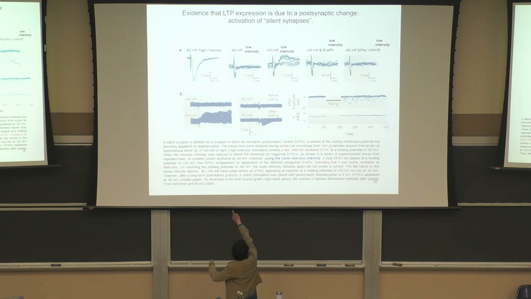Okay, and then they showed that if you find such a strange silent synapse and then do kind of normal LTP, you unsilence the silent synapse after doing LTP. And that's because after doing the LTP, you get the insertion of new AMPA receptors and so on. So now you see an AMPA response that happens at minus 65 millivolts. Yeah, so any questions about this part?